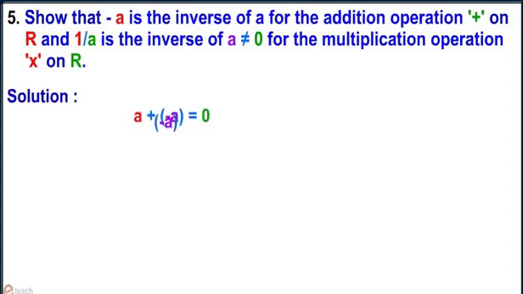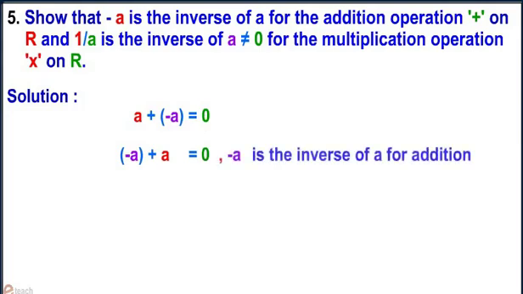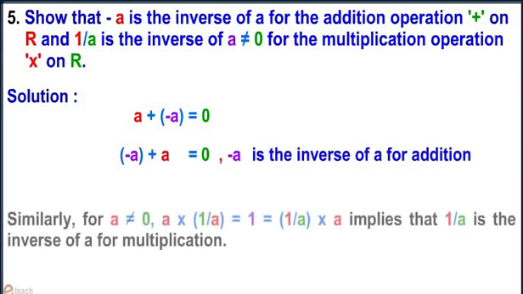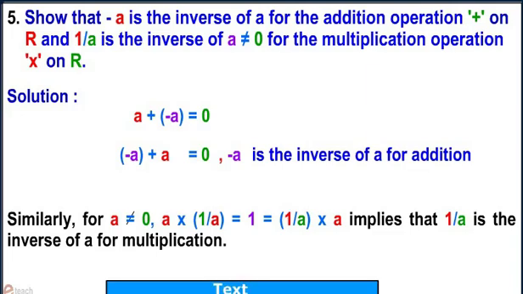a plus minus a equals 0. Similarly, minus a plus a equals 0. Minus a is the inverse of a for addition. Similarly, for a not equal to 0, a into 1 by a equals 1, which equals 1 by a into a, implies that 1 by a is the inverse of a for multiplication. Click on text for the definition of inverse.